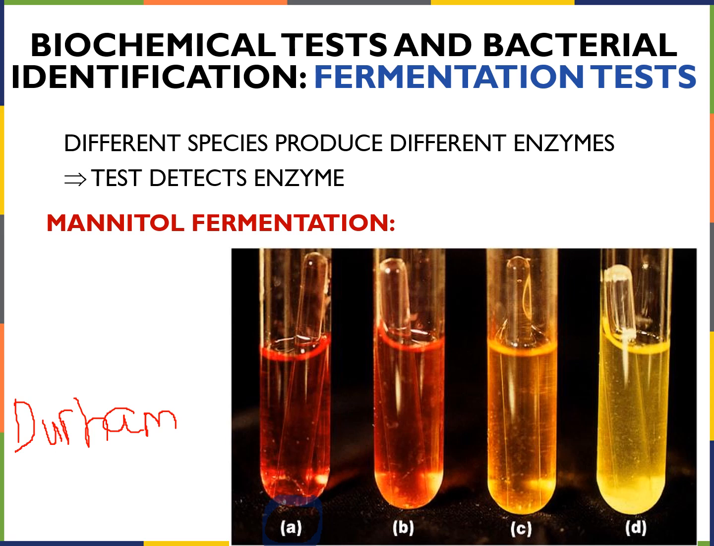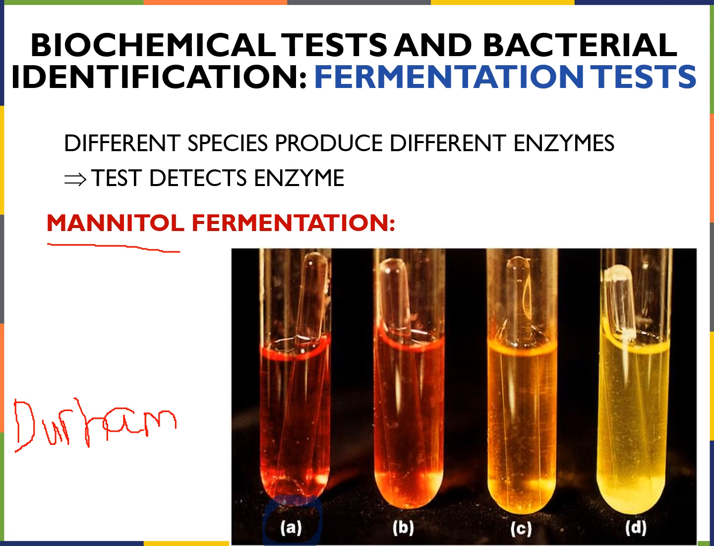So again, you have a test tube with phenol red media, and there's a pH indicator built into the phenol red, and then you have a Durham tube that's upside down in your test tube. Well, this test is testing for mannitol. Mannitol is a sugar. That means the only sugar source in test tube A is mannitol. That's the only sugar available. So this test is testing to see if your bacteria can ferment mannitol, meaning can your bacteria use mannitol as a carbon source.